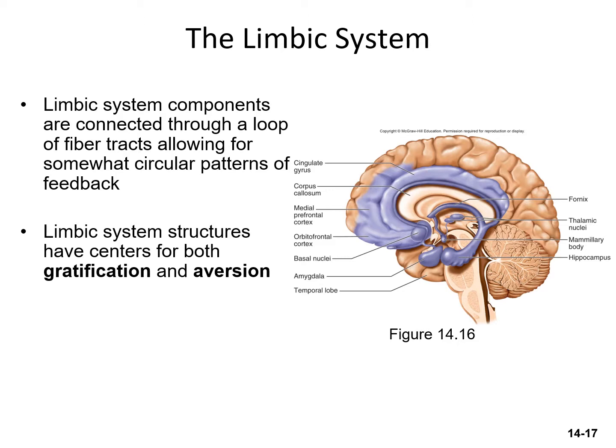Limbic system components are connected through a loop of fiber tracts that allow for somewhat circular patterns of feedback to occur, and the limbic system structures have centers for both gratification and aversion. So, feelings of pleasure and then basically feelings of sorrow or pain.